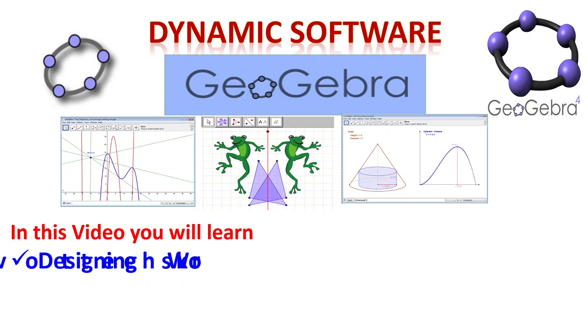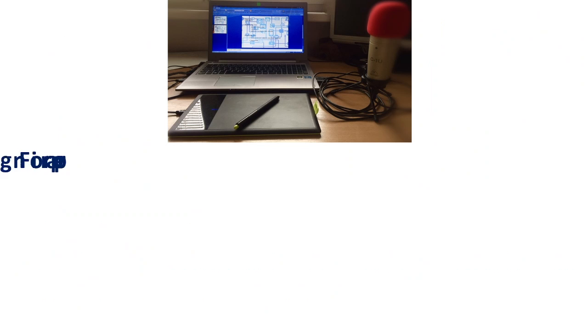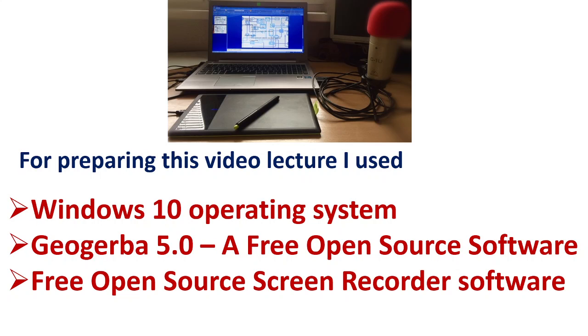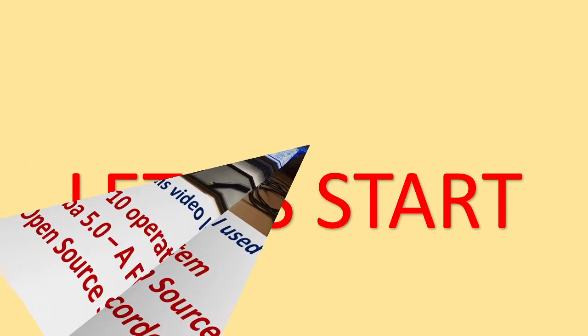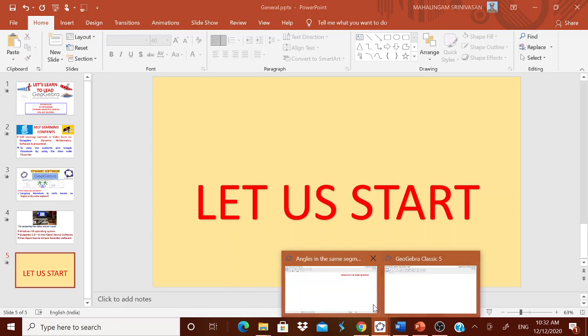In this video, you will learn designing a worksheet to verify the result on angles in the same segment of a circle. For preparing this video lecture, I used Windows 10 operating system, a licensed version, GeoGebra 5.0, a free open source software, and free open source screen recorder software. Let us start. Let me show you what type of worksheet we will be designing for the children.